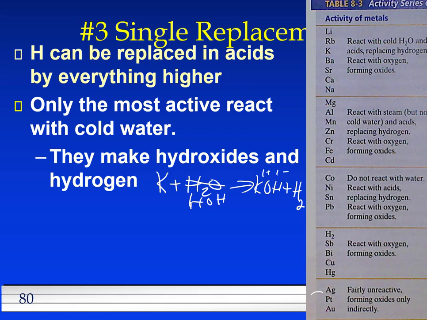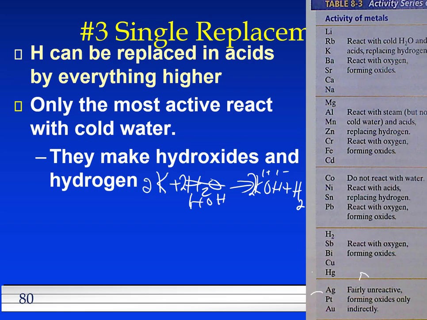When I go to balance it, I've got 1 K, 1 H, 2 H's. So I've got to put a 2 in front of water. That gives me 2 hydroxides. So I've got to put a 2 in front of KOH, which gives me 2 potassium, so I've got to put a 2 there.